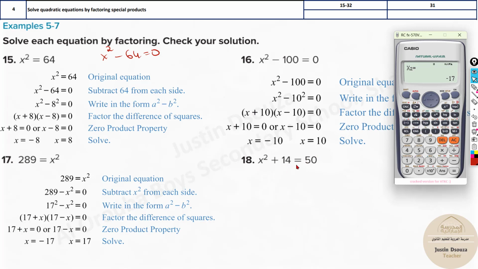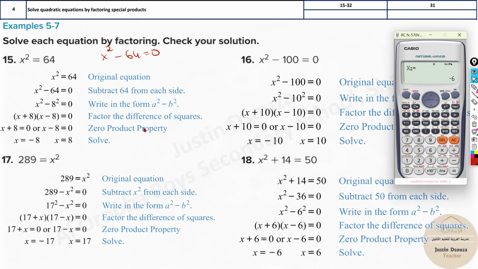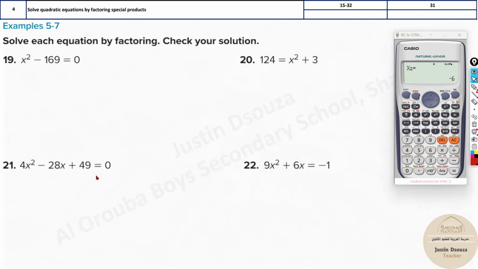Here what you need to do is take 50 to the other side. It'll be minus 50 plus 14, so you can write it as minus 36. Or just write it out over here: 1, 0, and lastly plus 14 minus 50. The calculator will solve it directly and give the answer. See over here, it's minus 36, so 6 and minus 6. Yes, the answer. Same way, please do all the problems. If there are three terms, we know how to do it already. So you just put, say, over here 4, minus 28 and lastly 49. And the answer is 7 by 2.